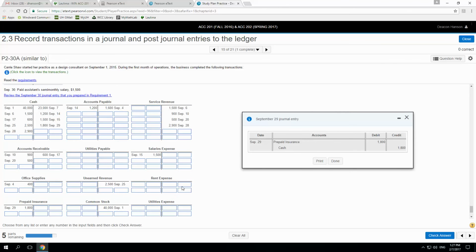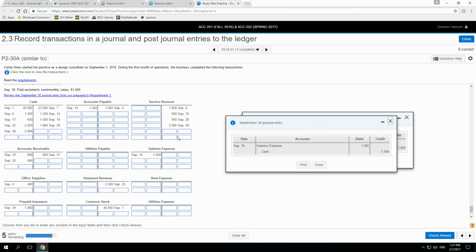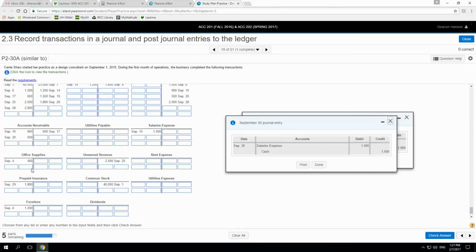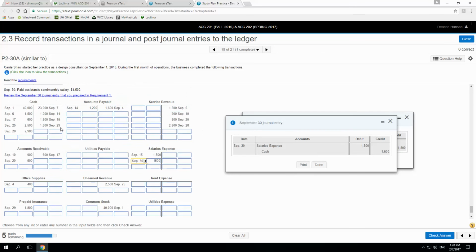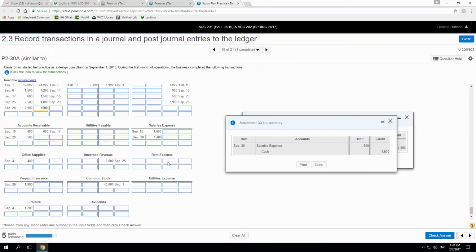Now, I think this is the dividend one. No, this is the last salaries expense. So debit salaries expense, 1,500. After you do a few of them, sometimes the brain kind of wanders a little because you get into this groove, and that's when you can make a mistake. So you want to try to stay attentive with it, right? Attentive.